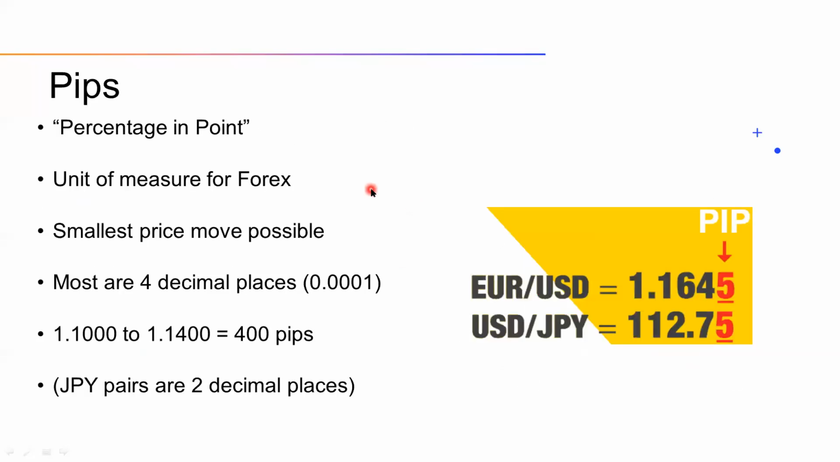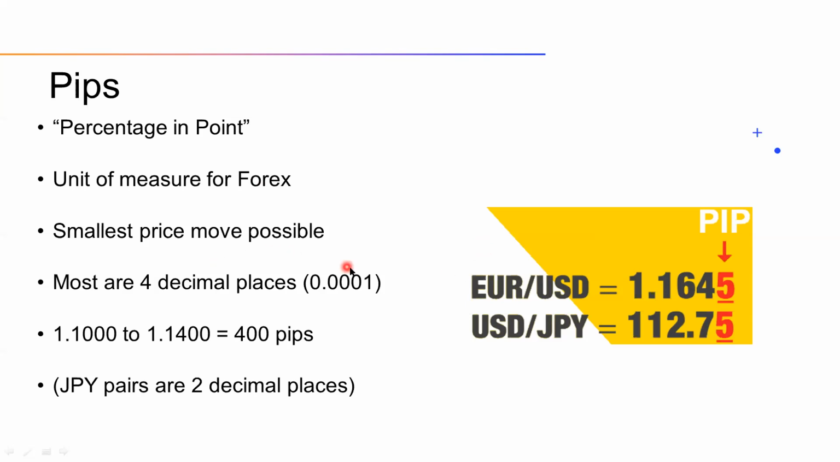Now let's talk about pips. Pip stands for percentage in point, and it's literally just a unit of measure for forex. It just helps people to understand price movements when we're looking at things with decimal places. It just helps to compare profit and price movements essentially. So it's the smallest price move possible on that forex market.